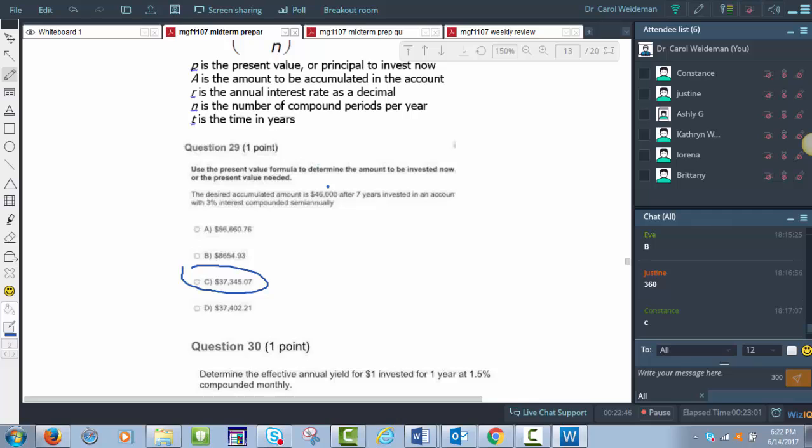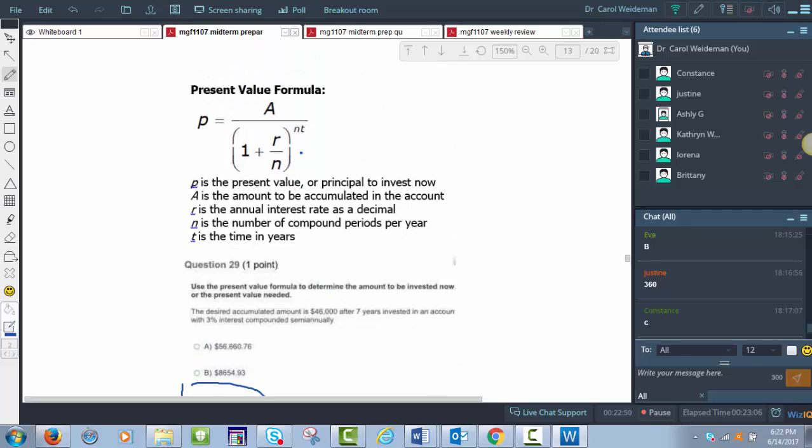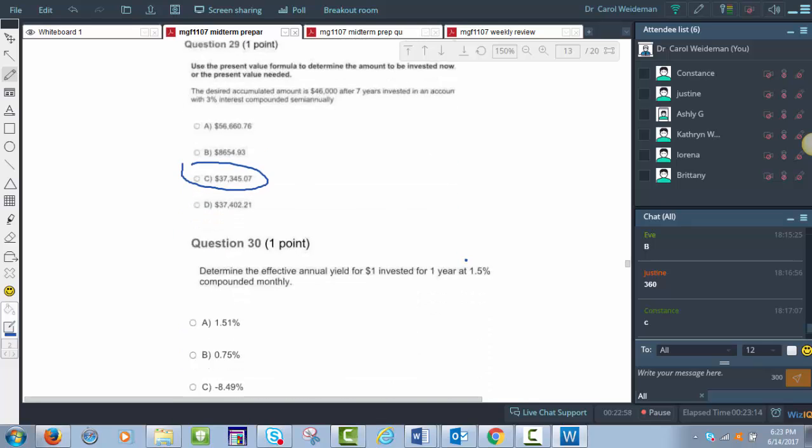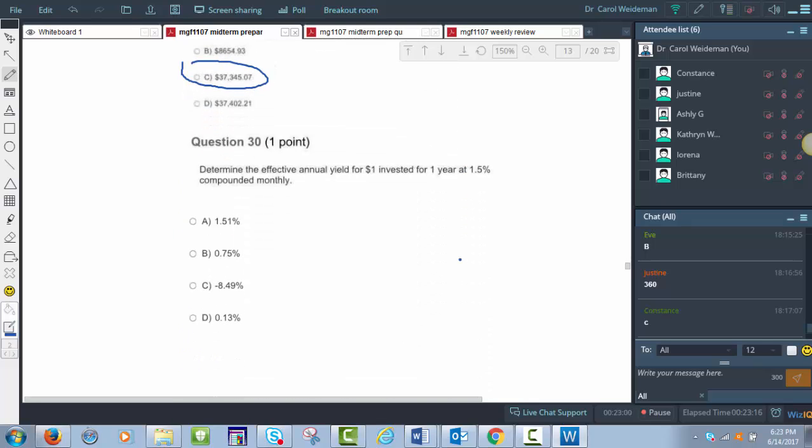Just a comment. Notice the difference between this one and the annuity formulas that we used in the last section. In this formula, you put in the whole amount now in order to accrue. In the annuities, you're putting in a certain amount each time period. So that's the difference between the two approaches.